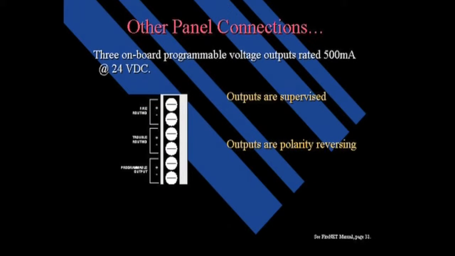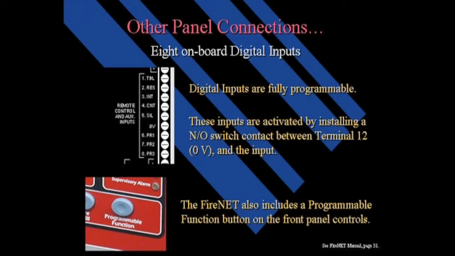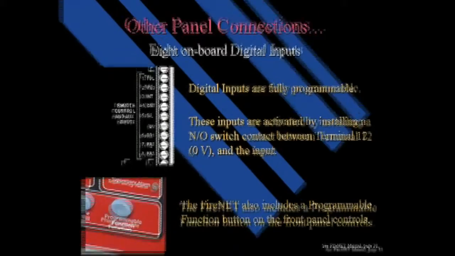The panel has 3 onboard programmable polarity reversing voltage outputs, which are fully supervised as well. The panel comes equipped with 8 onboard digital inputs, which are fully programmable. The inputs are activated by installing a normally open switch between terminal 12, which is the 0-volt reference, and the input. FireNET also includes a programmable function button on the front of the panel.